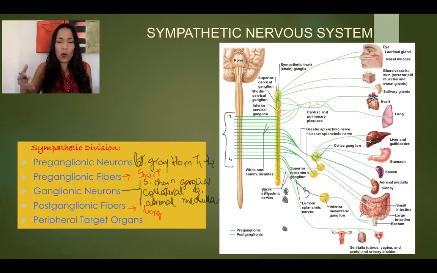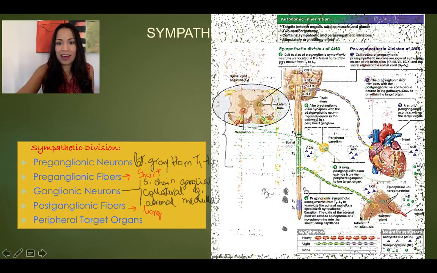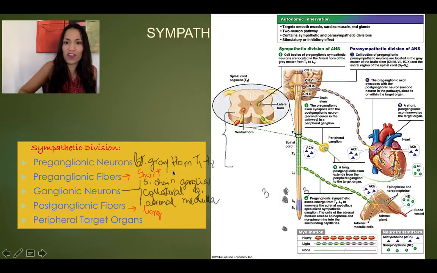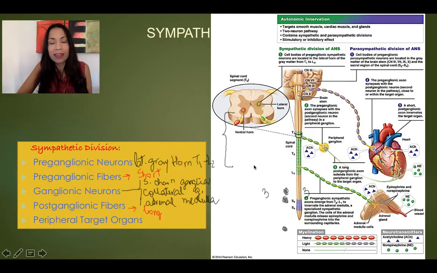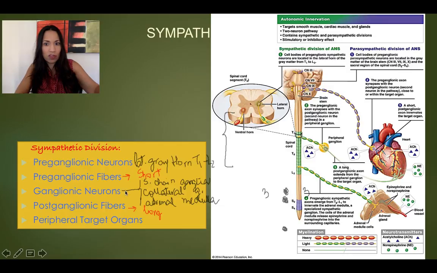So let's see what the effects of the sympathetic stimulation are on these organs. But before that, we have another picture. I showed you this one at the beginning of the class, just to review these same structures in this image.